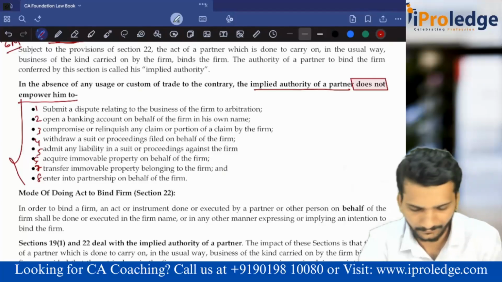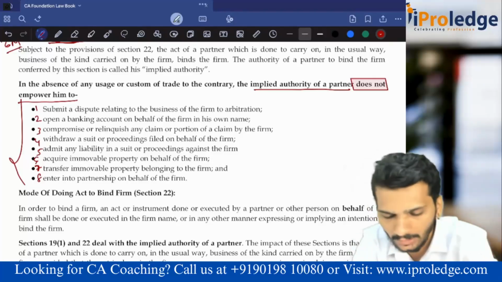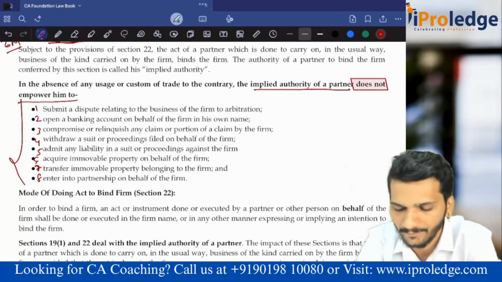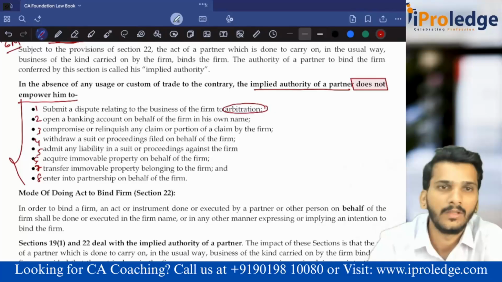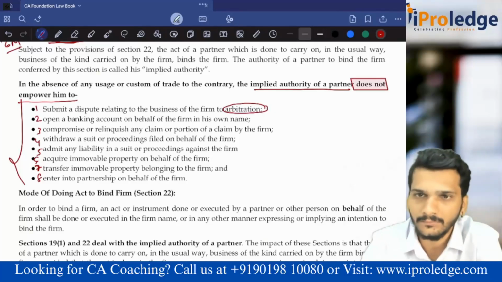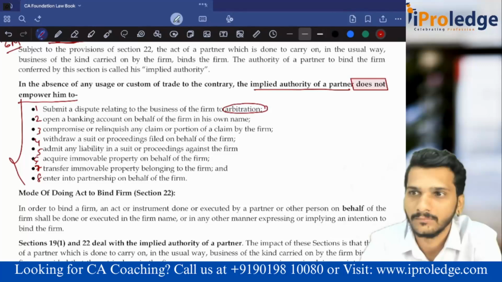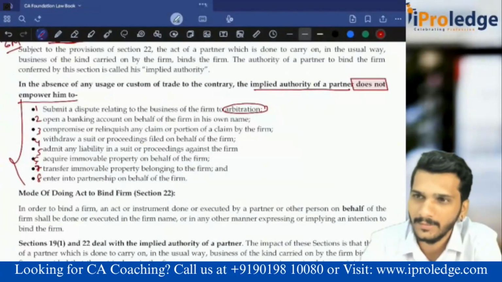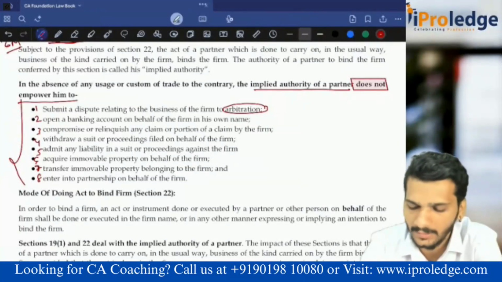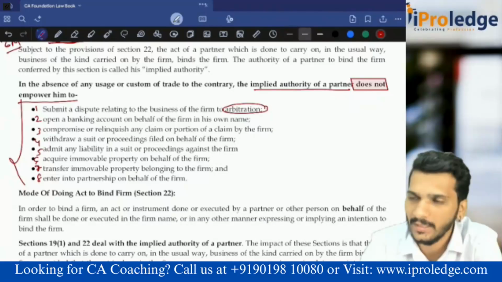First point: submit a dispute relating to the business of the firm to arbitration. See, arbitration means it is out of the court settlement. Out of the court settlement. Just state it. Even if they ask for elaboration, you can just add masala. No partner is entitled to submit any dispute to arbitration. That is what you can write in your explanation.